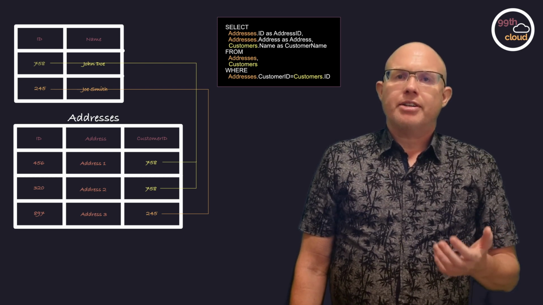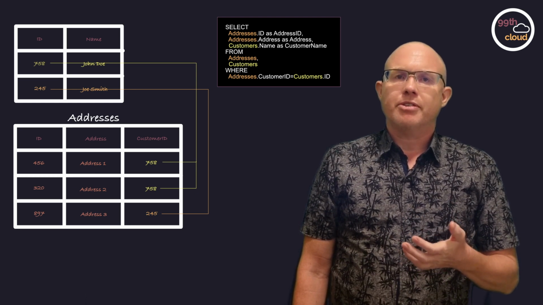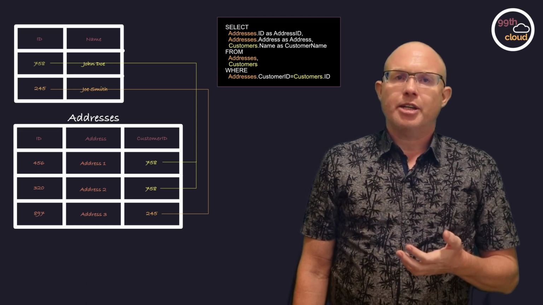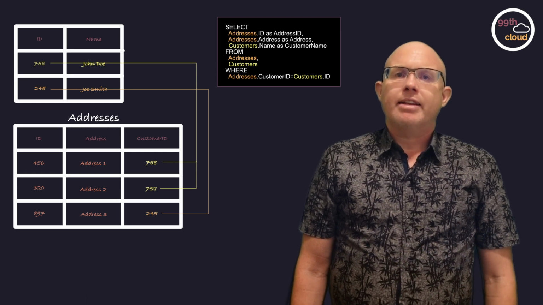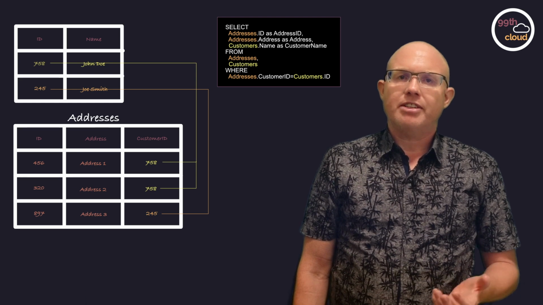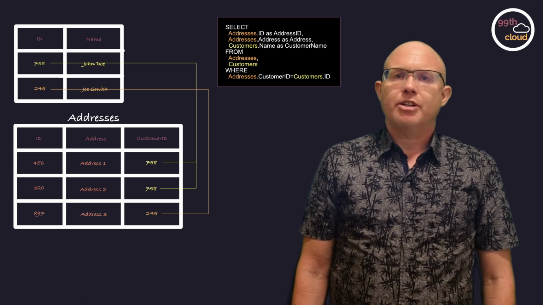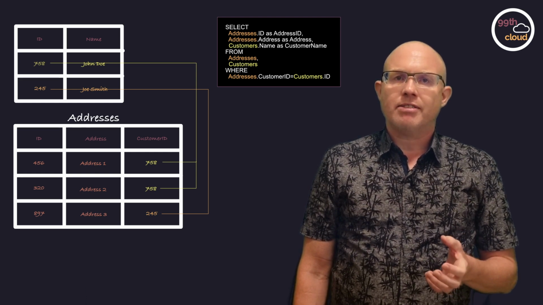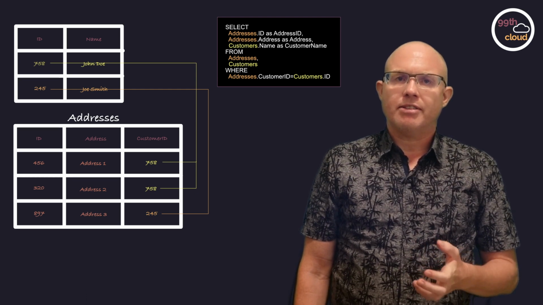In the second part, after the from statement, you will define from which tables you want to get the data. In this example, it will be the customers table and the addresses table. And in the third part, after the where statement, you can specify filters and relationships. In this example, you specify that you want to have the customer record joined to each address through the foreign key called customer ID in the addresses table.